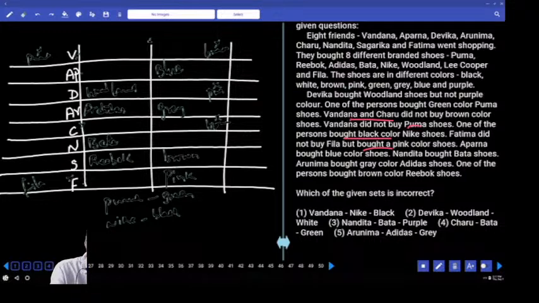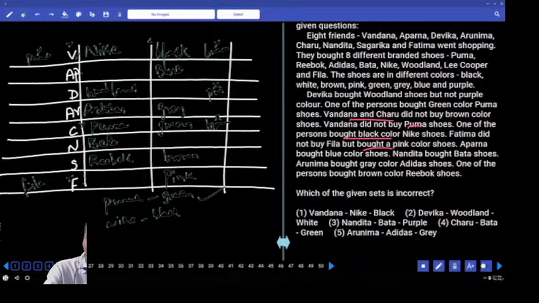Now Puma cannot be F and cannot be here, Vandana. And who must have bought Puma? This C must have bought Puma. And Puma is of green color. Nike and black must be together. This is Nike, which is black in color.